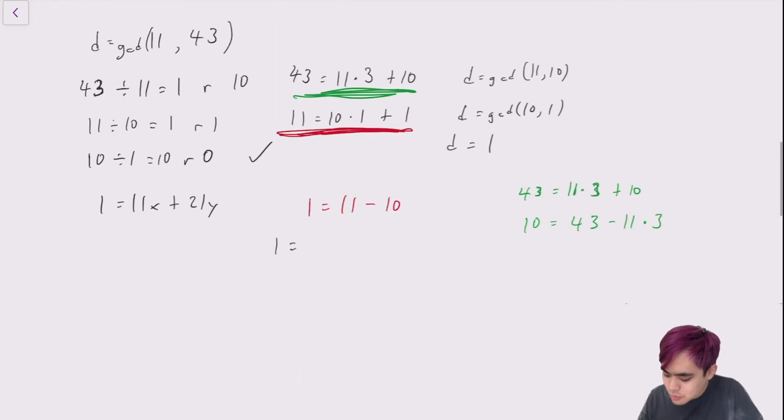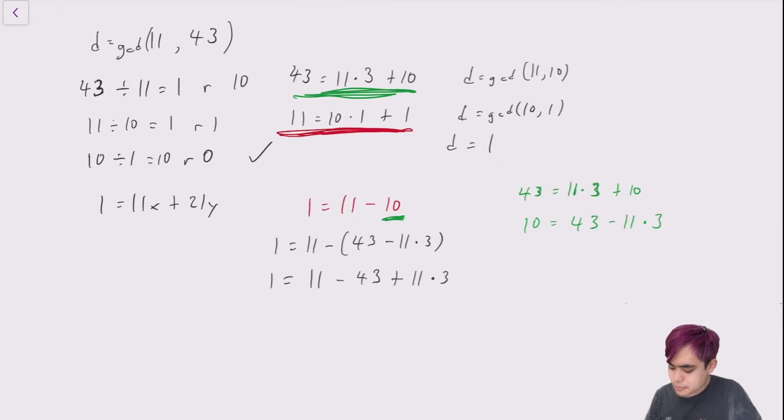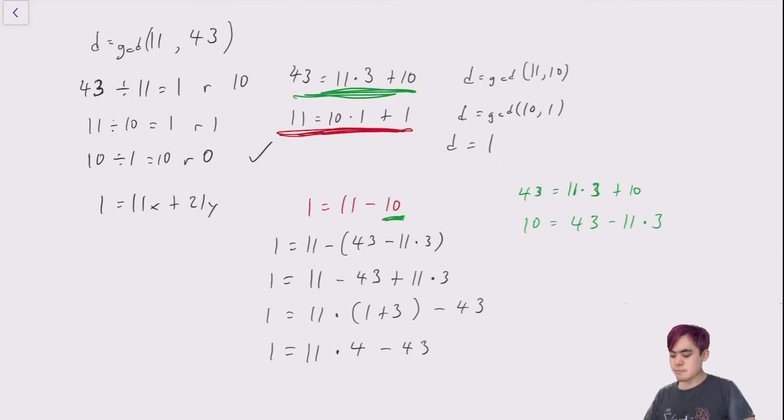And so then 1 is equal to 11 minus (43 minus 11 times 3), right? Because what we're doing is substituting that in for 10. And then 1 is equal to 11 minus 43 plus 11 times 3. Then 1 is equal to 11 times (1 plus 3) minus 43. So then 1 is equal to 11 times 4 minus 43. Does that answer your question?